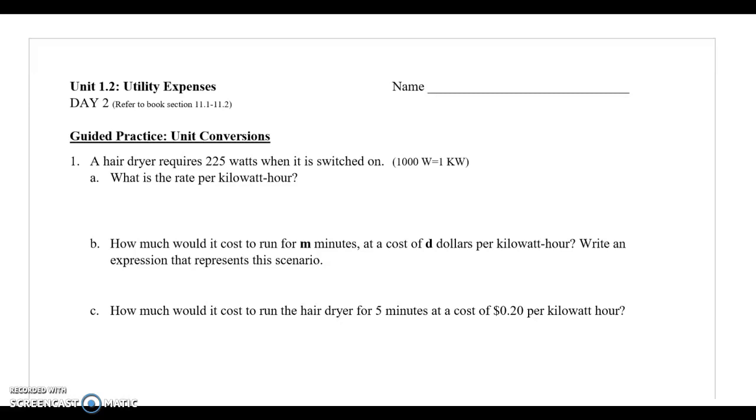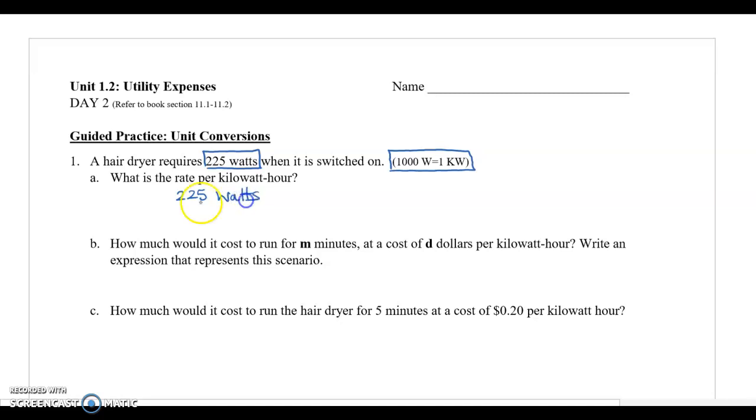Here we start off with a hair dryer that requires 225 watts when it is switched on. We are also given a conversion here at the end because this unit is about conversions, or this portion of the unit. And we're asked to find the rate per kilowatt hour. So we're starting with watts and we want it per kilowatt hour. So we're going to start off with 225 watts.